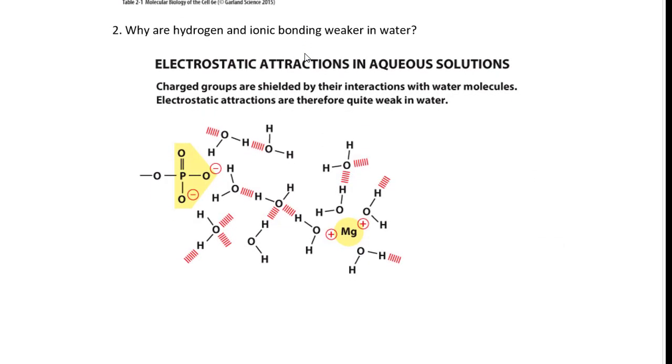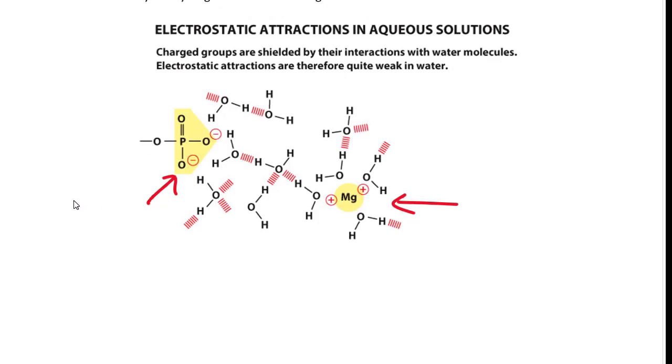So why is it that ionic bonds are much weaker in an aqueous solution, in a solution where the solvent is water? Well, that's because water molecules start to get in the way of ionic bonds forming. So you can see here, the magnesium 2+ right here is surrounded by water molecules, and it cannot get near this phosphate with its 2 negative charges, so it can't form an ionic bond. So the water molecules kind of get in the way and disrupt ionic bonds from forming, and that's why ionic bonds are much weaker in an aqueous solution than they are in a vacuum where there's no water.